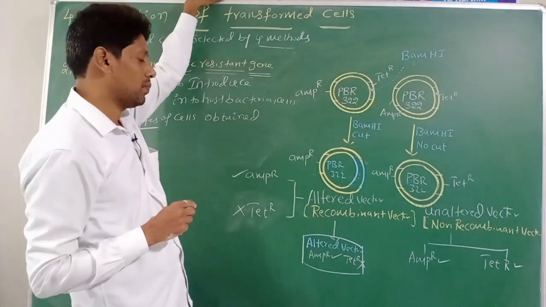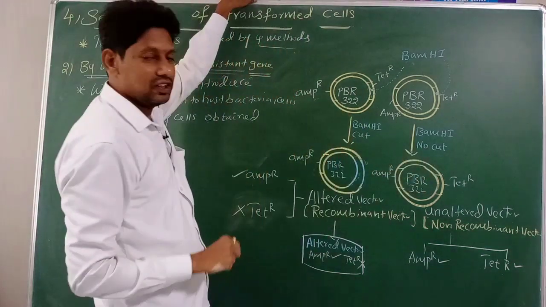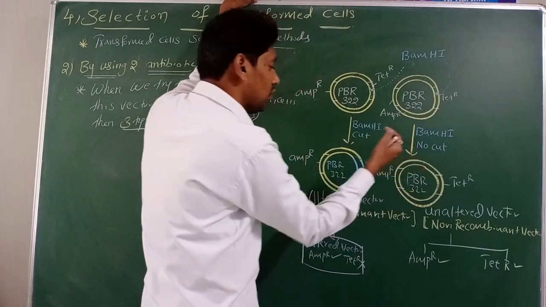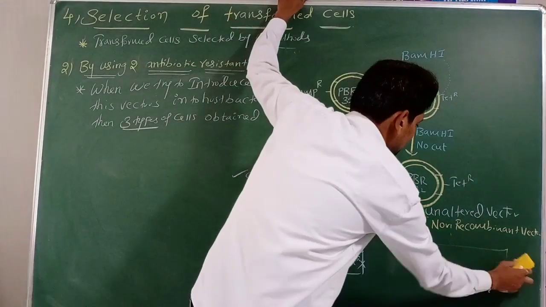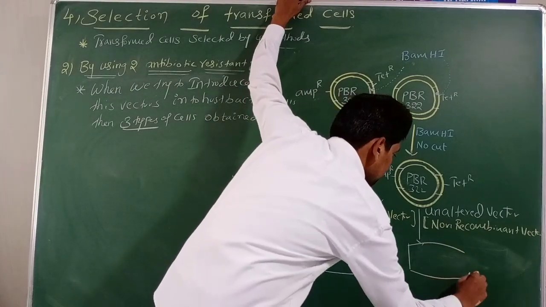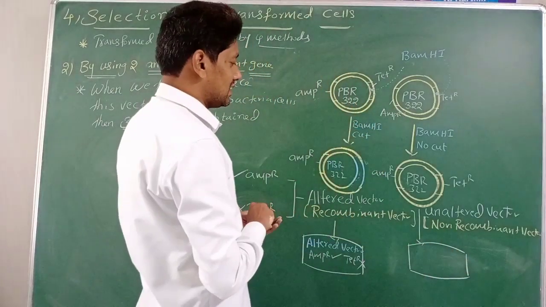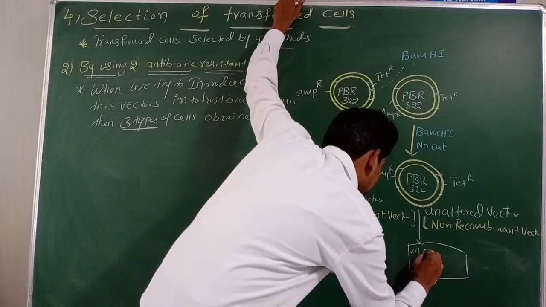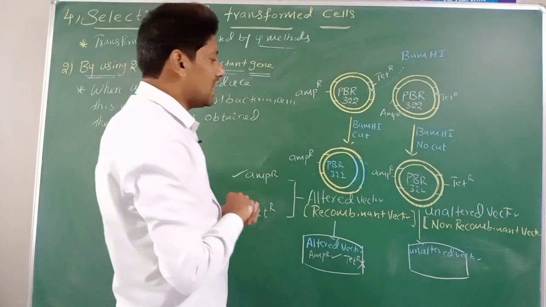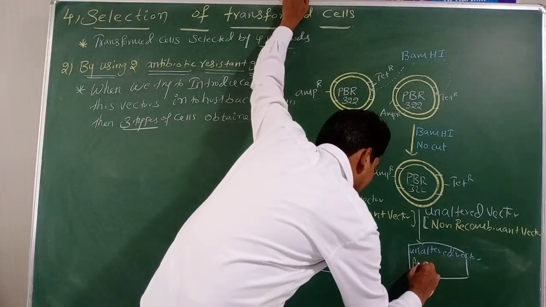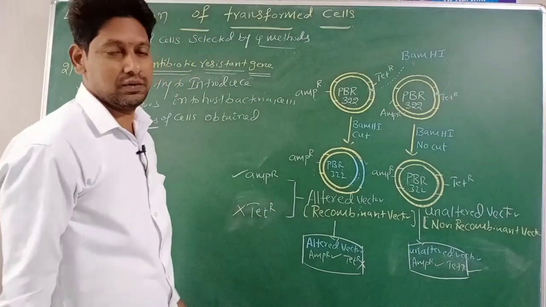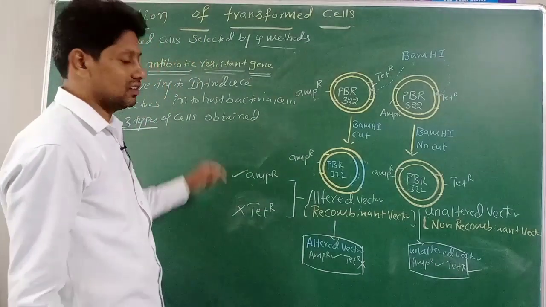Yes or no? Right? Now, when we are trying to introduce these vectors into the host bacterial cell, this vector has entered into another host bacterial cell. Into this host bacterial cell, what has entered? Unaltered vector. Unaltered vector means it has the ampicillin antibiotic resistant gene as well as the tetracycline antibiotic resistant gene. Is it okay? Now go for the third case.